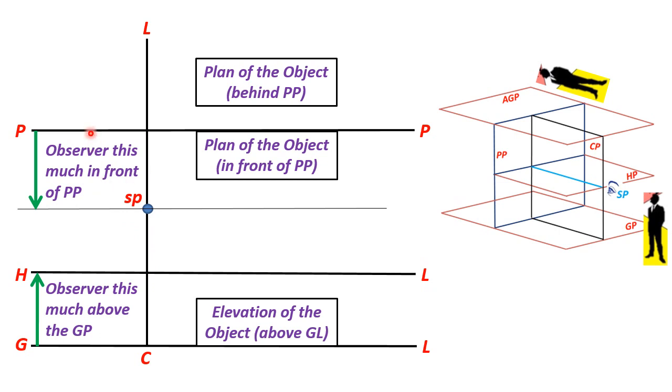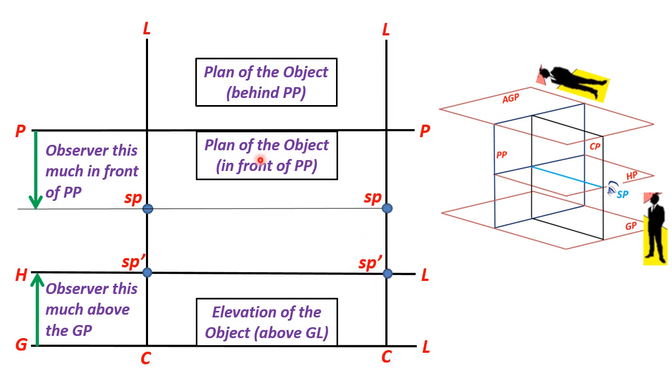Now, to locate the top view of the station point, just mark the distance of the observer from the PP line, the distance of the observer in front of the PP. And to locate the station point's front view, this is the point, because the horizon plane is passing through the station point. So the meeting point of central line and horizon line will give you the station point's front view.